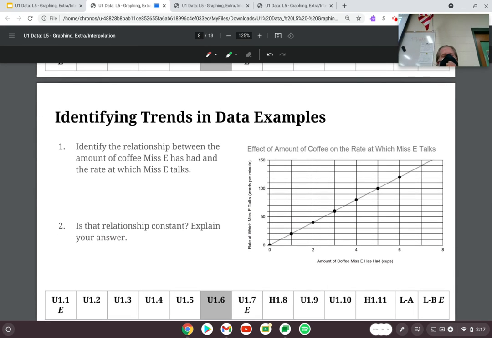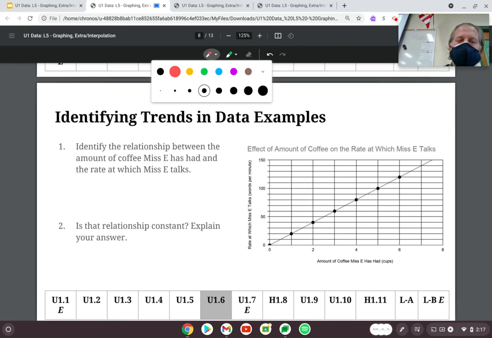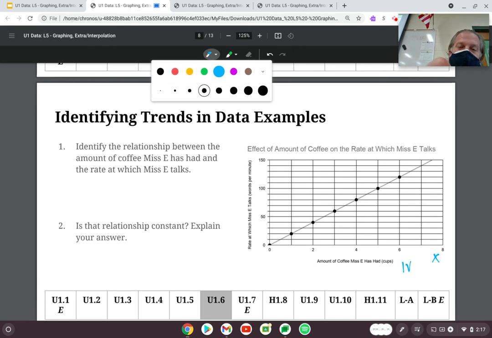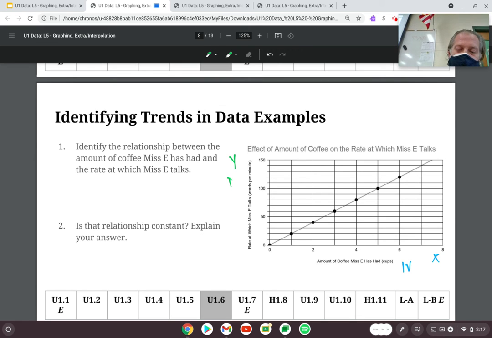So here we have a sweet graph. I don't want to say critique it, but we're going to analyze it. On the x-axis, I have my independent variable, which is the amount of coffee Miss E has consumed in cups. On the y-axis, we have the dependent variable, which is the rate at which Miss E talks in words per minute. We have a title, the effect of the amount of coffee on the rate at which Miss E talks. The data has been plotted, and there is a trend line that's been drawn. So what is the relationship between the independent variable and the dependent variable?